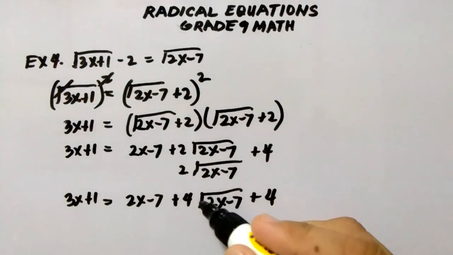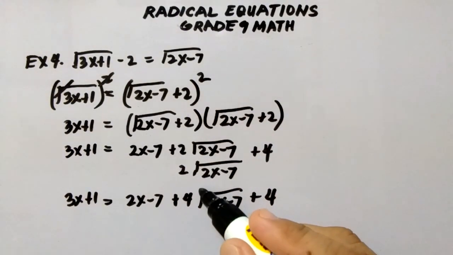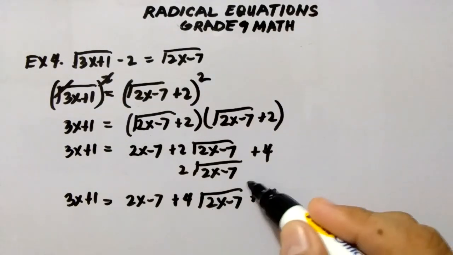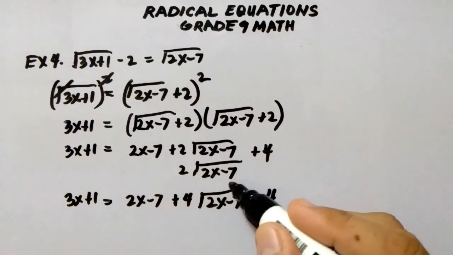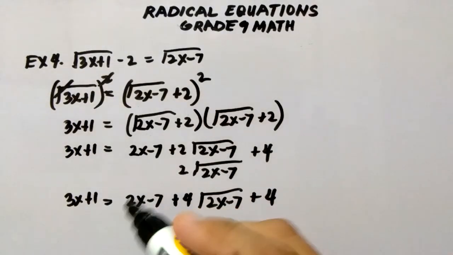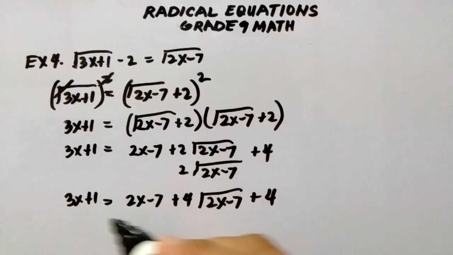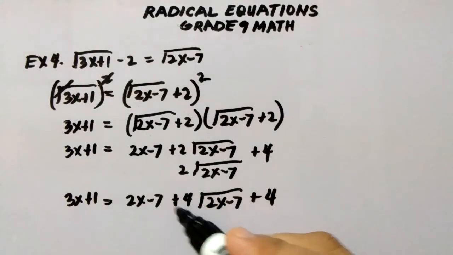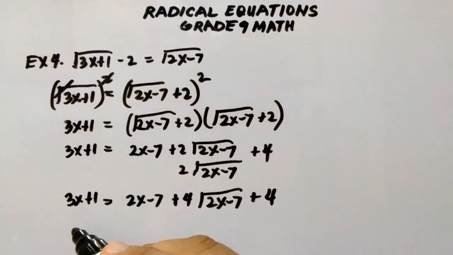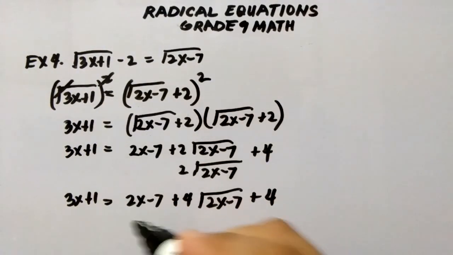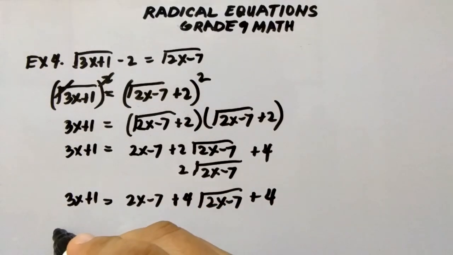Then, meron po tayo uling radical symbol dito. So, kailangan po natin itong i-eliminate. So, ang gagawin po muna natin, isi-simplify po natin. So, i-combine po natin yung mga like terms. So, ito pong radical symbol, i-transpose po natin dito sa left side. Okay? So, positive 4 square root of 2x minus 7 becomes negative 4.